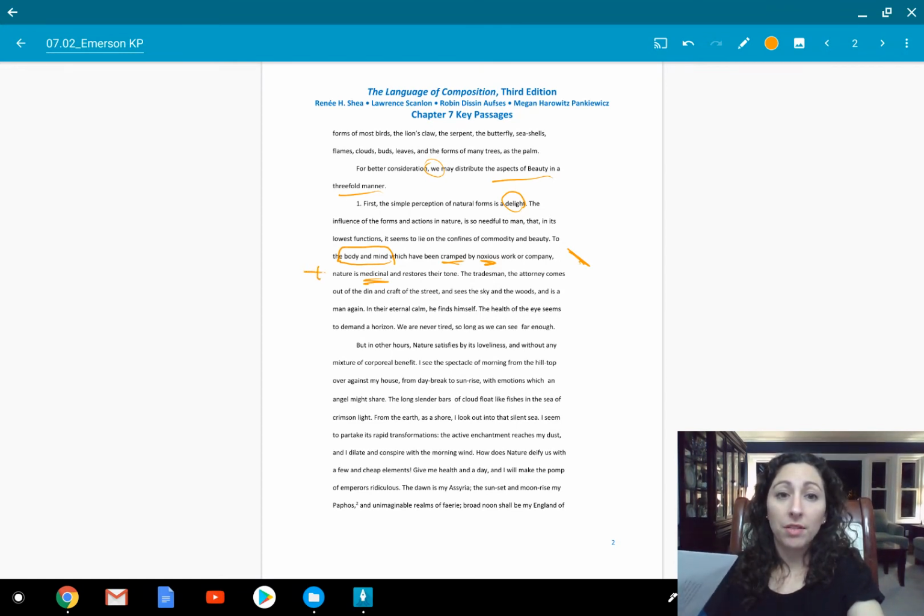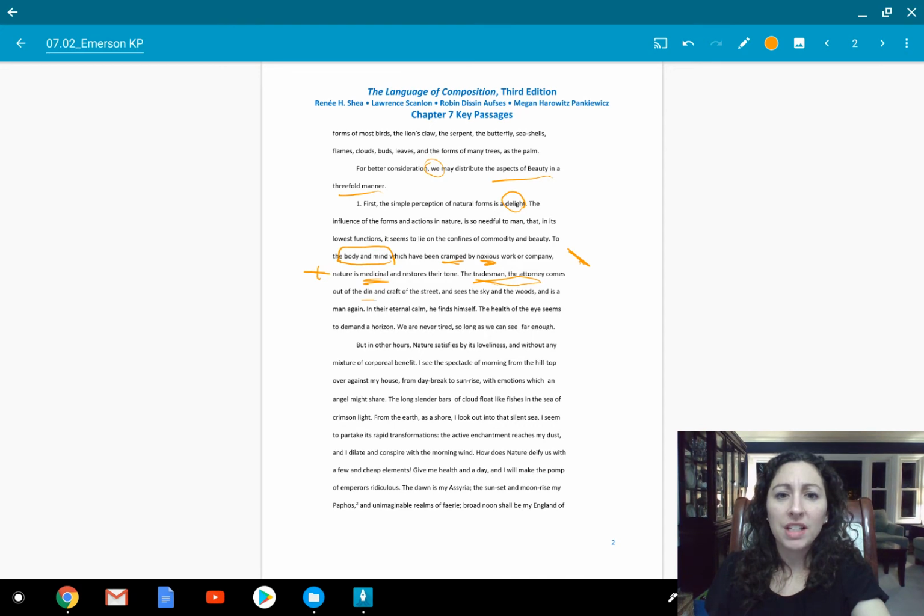So here we have the antidote. Nature is the antidote. The tradesman, the attorney, these two job titles really sort of representative of any job which keeps a person inside. So these are representations.